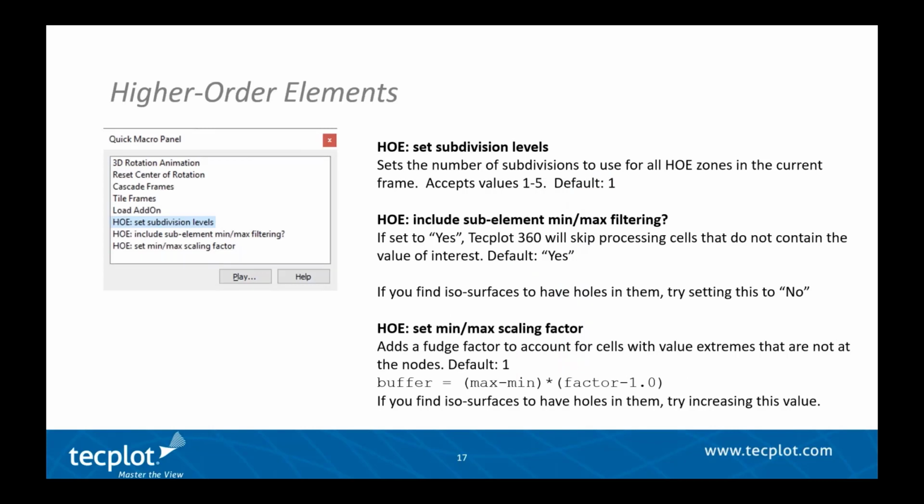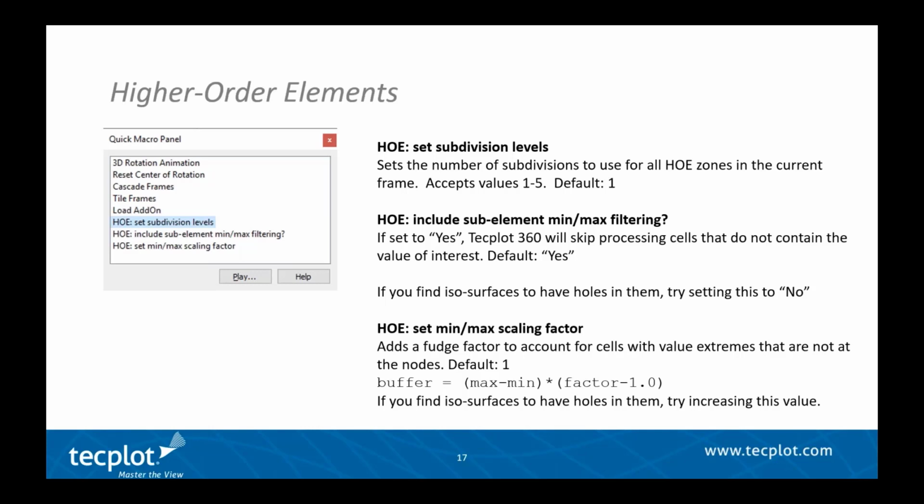Okay, so let's talk briefly about these settings that are in the quick macro panel, and I'll also demonstrate these. Setting the number of subdivision levels can be done with this first option. Values that are accepted are 1 through 5. The default value is 1. Again, that's designed for performance and RAM reasons, for getting that initial view of your data set.